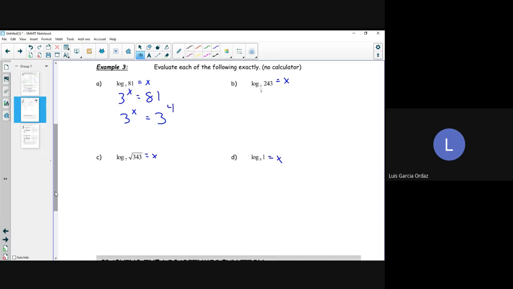And because everything has the same base, so both the left side and the right side have the base of 3, we can just ignore the 3's and just focus on the x. So we get x is equal to 4. Which means if you were to write this out again, we get log base 3 of 81 is equal to 4.